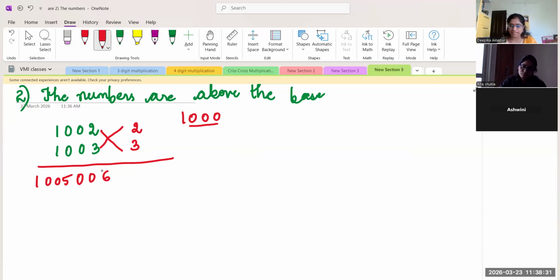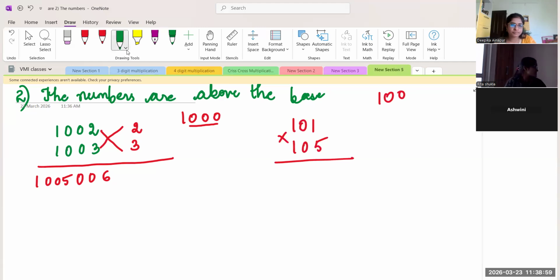A few more examples I'll tell you, and you can also practice a few more examples of this type, and then we will go for the third case also. So this is the case when the numbers are above the base, right? So one more example, that is 101 into 105. Very simple, right? So here the base is 100.